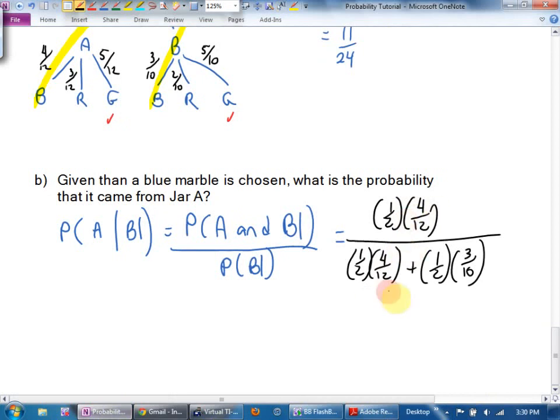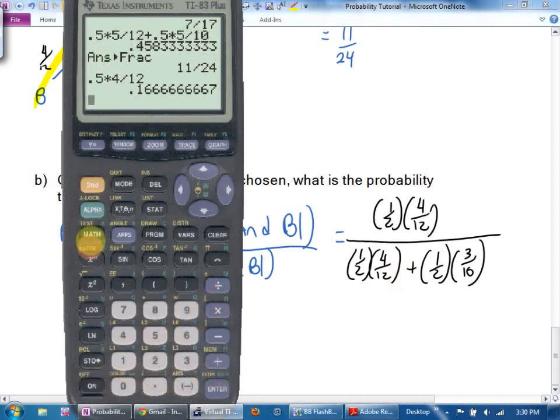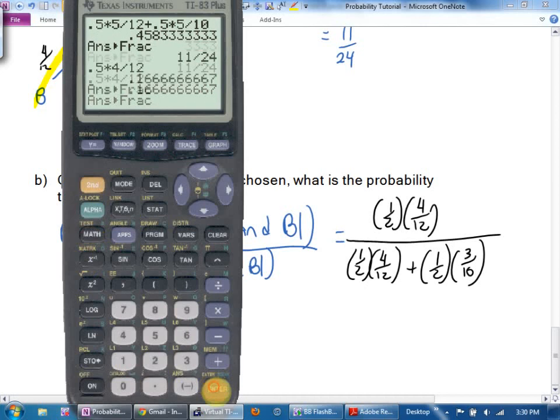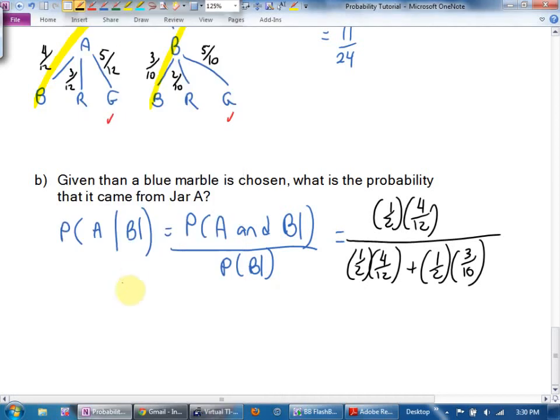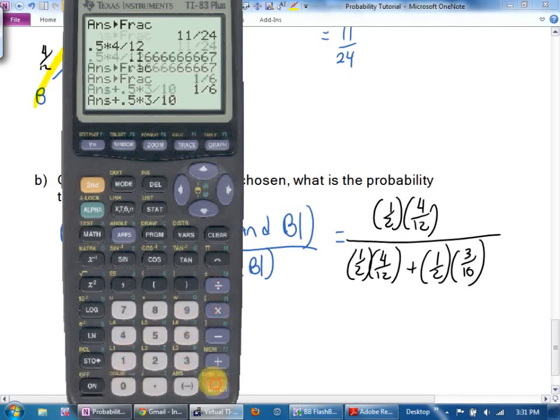I'm going to work out the top. 0.5 times 4/12 equals math, enter, enter. Oh, this works out to 1/6 divided by 0.5 times 4/12 plus 0.5 times 3/10. Math, enter, enter. 19/60.